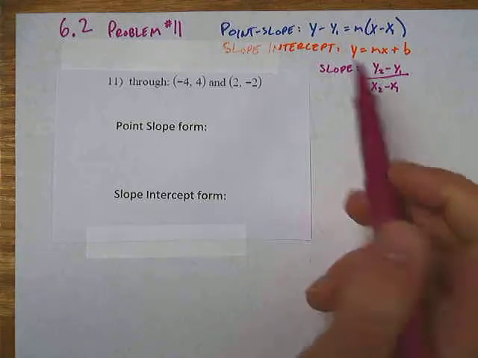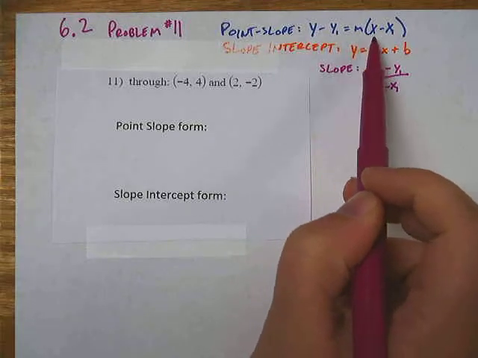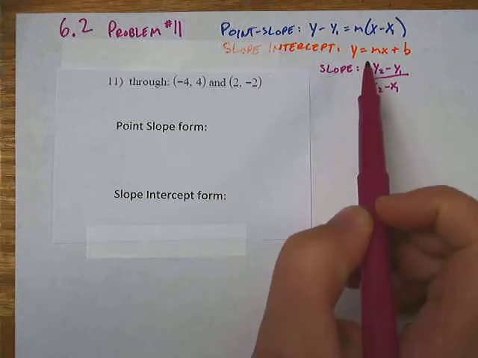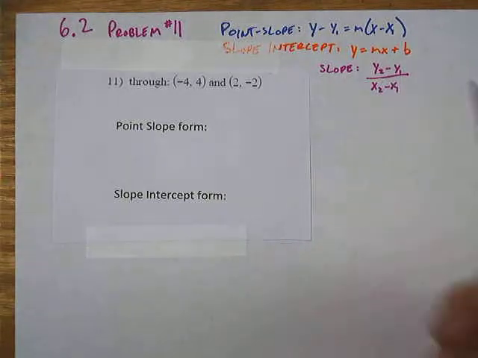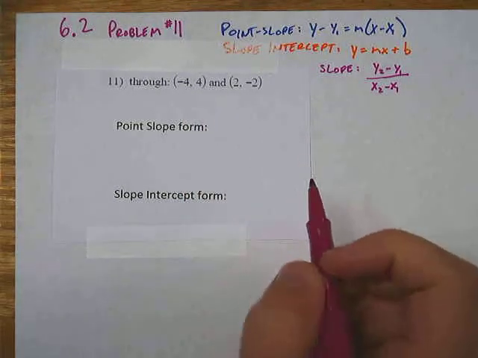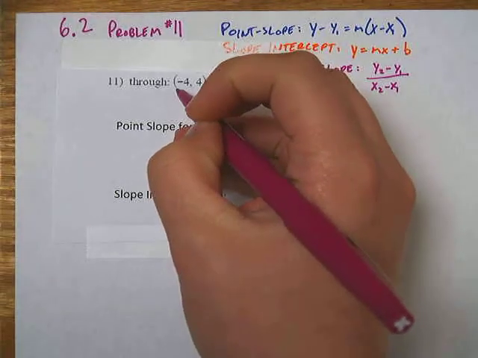So point slope form is y minus y1 equals m, the slope, times x minus x1. And slope intercept form is y equals mx plus b that you're probably a little bit more familiar with. Okay, so the first thing we have to do, since we're given 2 points, is we have to find the slope using our slope formula. So let's label our points really quickly.